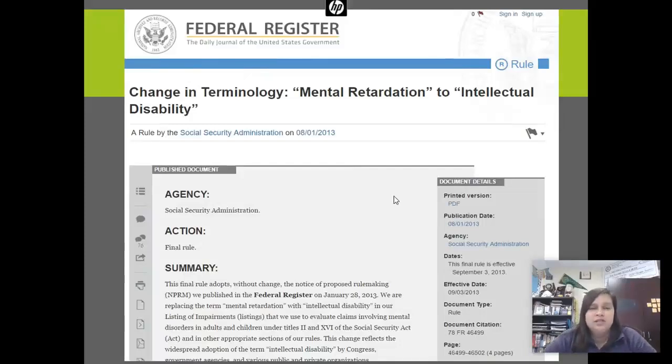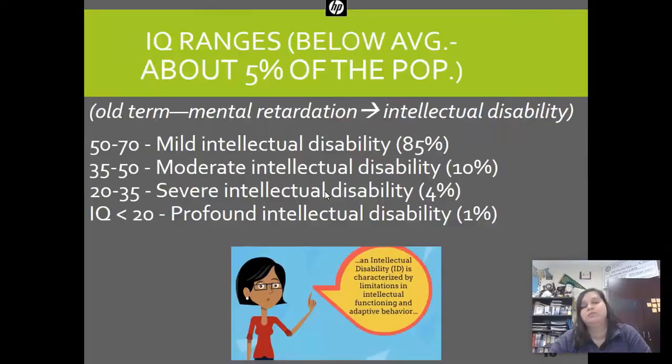So it was back in 2013 that the government officially said that the term mental retardation is not what we're going to use anymore, and it has been replaced with ID or intellectual disability. So the phrase calling somebody retarded, I mean, it's not only not politically correct, it's not kind. So we don't use that phrase anymore. We use ID if we're specifically talking about somebody who has an actual low IQ or a mental disability.